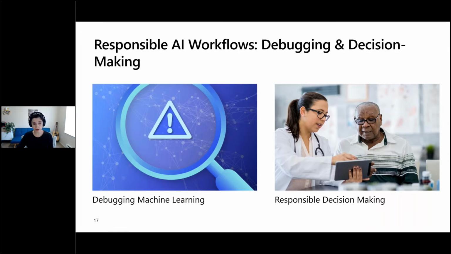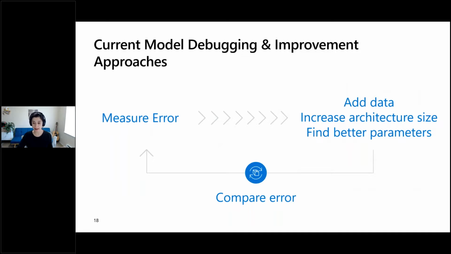So today we are going to cover 2 areas that are supported in the tool: debugging machine learning models and responsible decision making. So let's first start with debugging machine learning models. I will first give an overview of what we see happening today when we try to improve our models and debug them. And please take it with a grain of salt, in the sense that this is a high generalization about what is happening today. Many other practitioners may do something slightly different, but I want to contrast this approach with the approach that we are trying to bring in the Responsible AI Toolbox and dashboard.